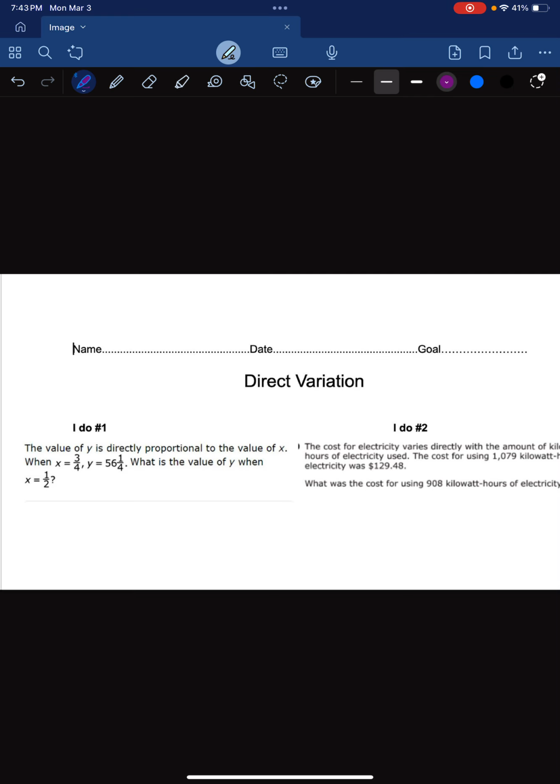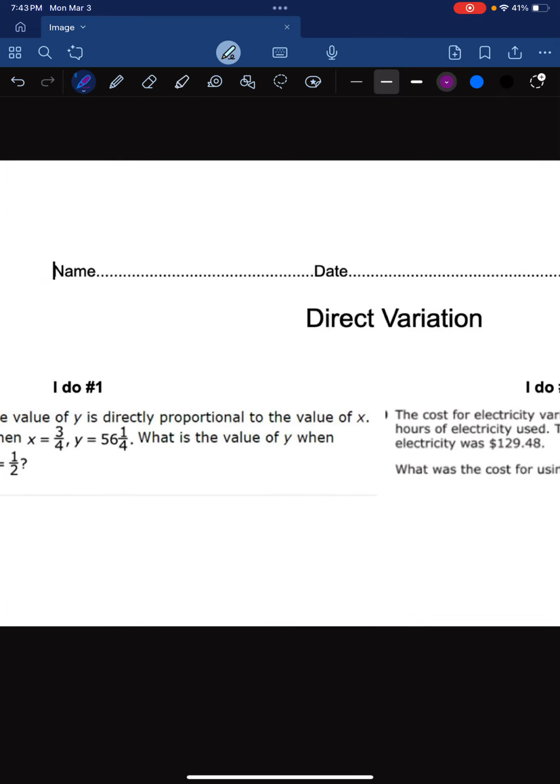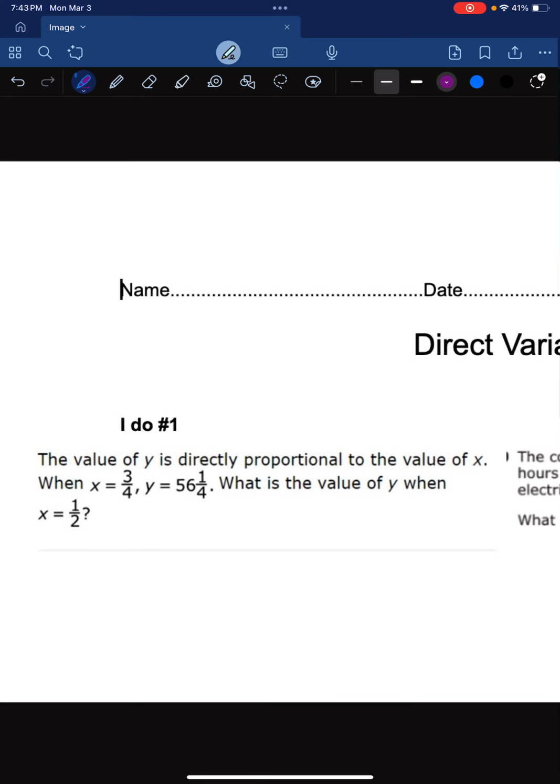Alright everyone, I'm going to show you today how to do two examples of direct variation problems. We're going to start with the I do number 1. It says the value of y is directly proportional to the value of x. When x equals 3/4, y is equal to 56 1/4. What is the value of y when x is equal to 1/2?